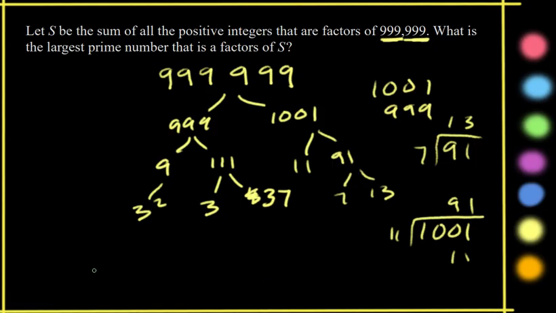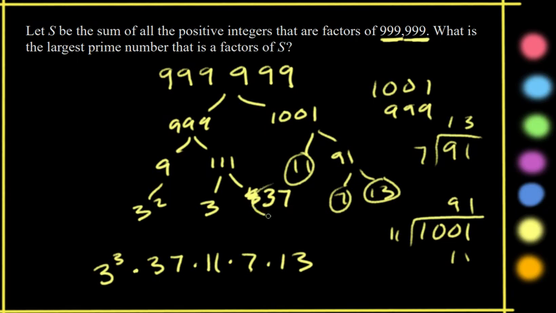So let's write it all out. I had 3 3's, so that's 3 cubed, times 37, times 11, times 7, times 13. Did I get everything? I've got my 13, my 7, my 11, my 37, my 3 3's. Yeah, so this is the prime factorization of 999,999. Now it says, what is the largest prime number that is a factor of S, which is the sum of all the factors? So how do we compute the sum of all the factors?